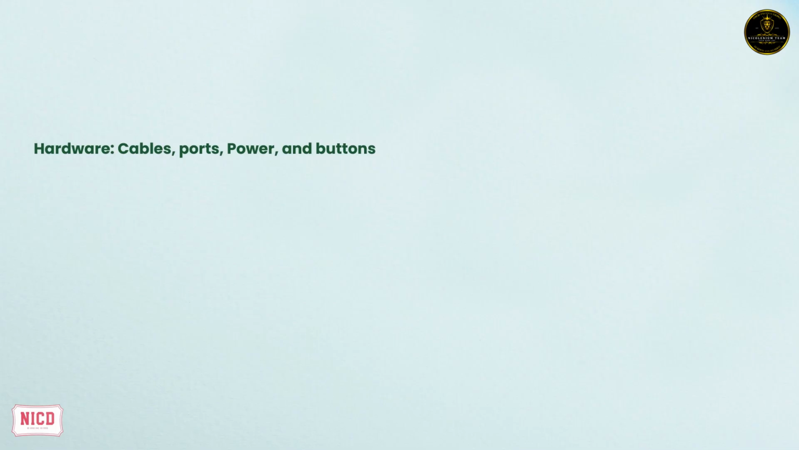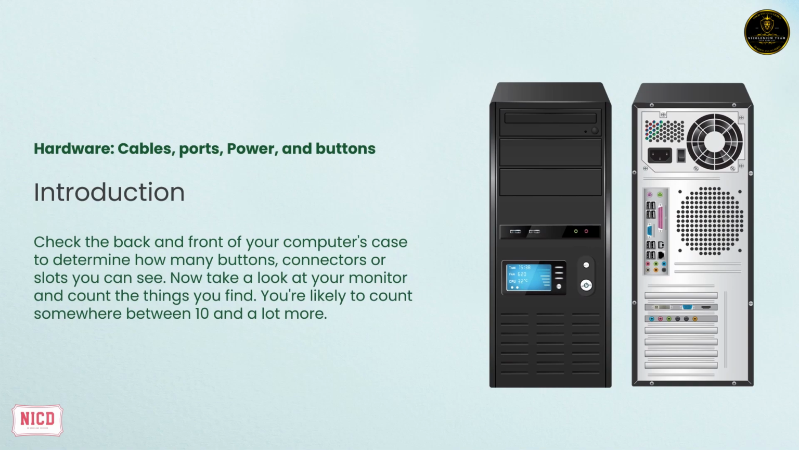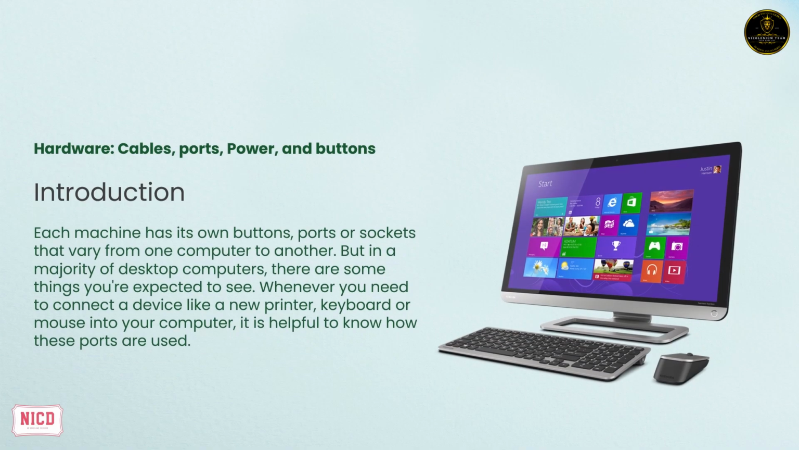Hardware: cables, ports, power, and buttons. Introduction. Check the back and front of your computer's case to determine how many buttons, connectors, or slots you can see. Now take a look at your monitor and count the things you find. You're likely to count somewhere between 10 and a lot more. Each machine has its own buttons, ports, or sockets that vary from one computer to another.